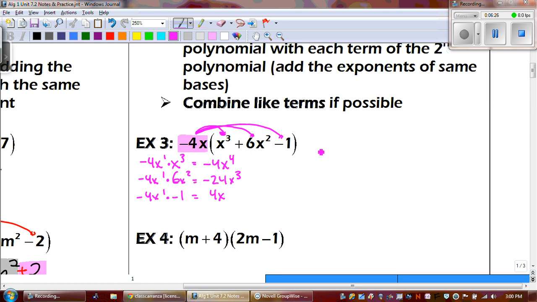So those are my new terms, and the way that I would write this now is negative 4x to the fourth minus 24x cubed plus 4x. That's in standard form, and there are no like terms. So that's our final answer right there.